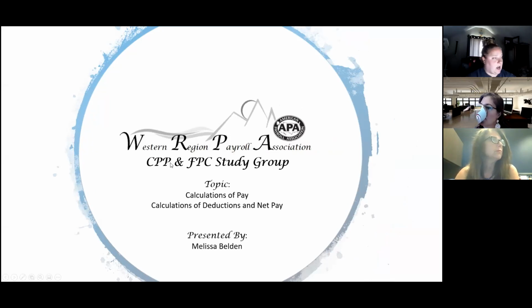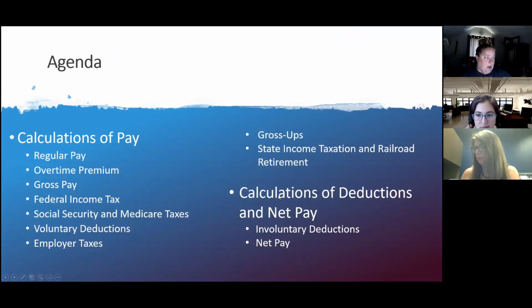All right, so today and the next 3 days, we're going to talk about calculations of pay and calculations of deductions and net pay. So lots of stuff to talk about: regular pay, overtime, gross pay, income taxes, Social Security and Medicare tax, voluntary deductions, employer tax, gross up calculations, state income tax and railroad retirement, and involuntary deductions, as well as net pay.